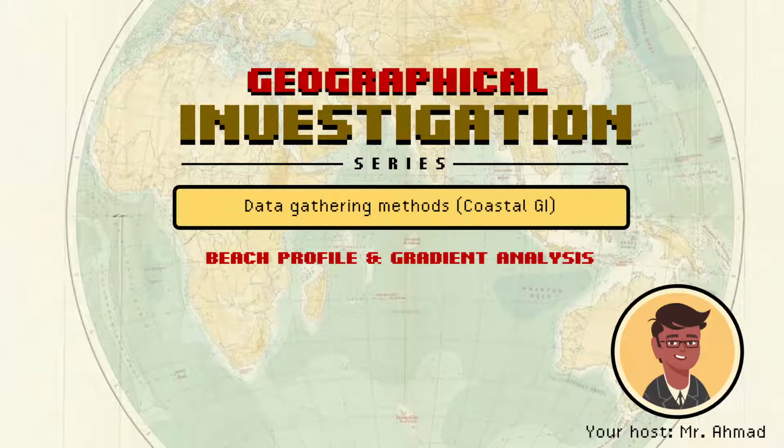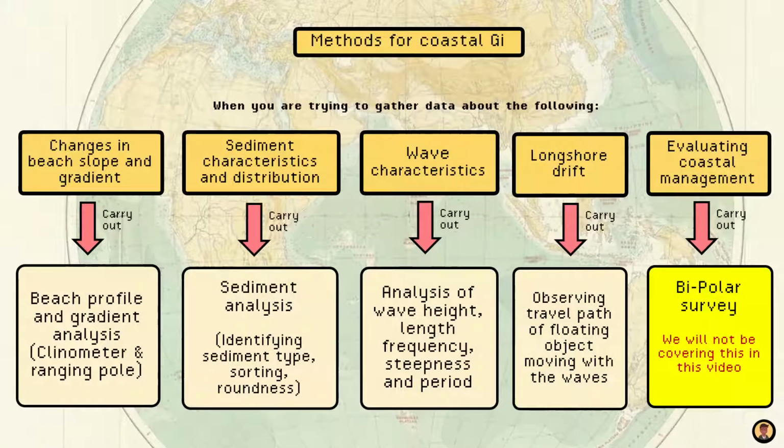So the topic that we'll be covering today is data gathering methods with regards to coastal GI, and the method that we are interested in looking at today will be beach profile and gradient analysis. All right, so just to recap what we looked at in the previous video and also the overview, basically these are the different techniques or methods that we have when we are doing coastal GI. And the method that we'll be looking at today will be beach profile and gradient analysis, which is used to actually track or measure the changes in beach slope or gradient in a coastal area.